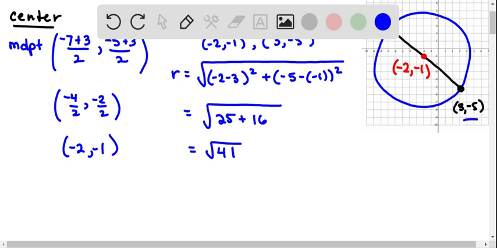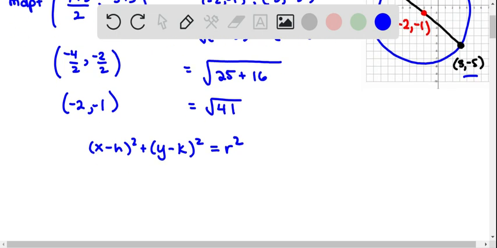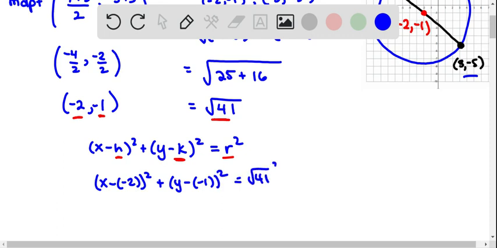Okay, so now that we have those two pieces of information, let's put them together into the equation of a circle. Here's the equation in center-radius form, where (h, k) represents the center and r represents the radius. So we're going to substitute -2 for h, -1 for k, and square root of 41 for r. So we have (x minus -2) quantity squared, plus (y minus -1) quantity squared, equals square root of 41 squared.